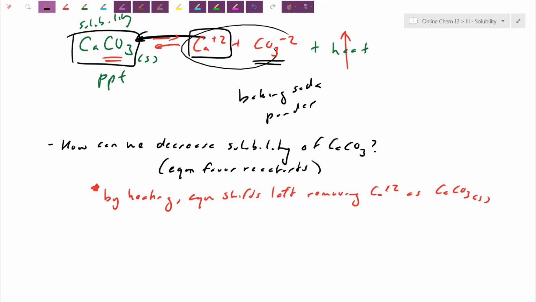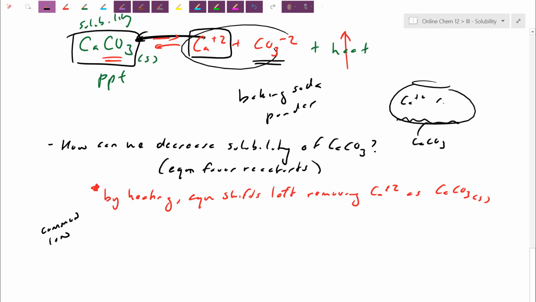This is more to the point of why we call it a common ion effect. Because we know there are actually ions involved, is there a possibility of adding an ion that's in common? So let's say this equilibrium is set up. Let's say at the bottom of my kettle, we already have chunks of calcium carbonate. Let's keep trying to get rid of the calcium.